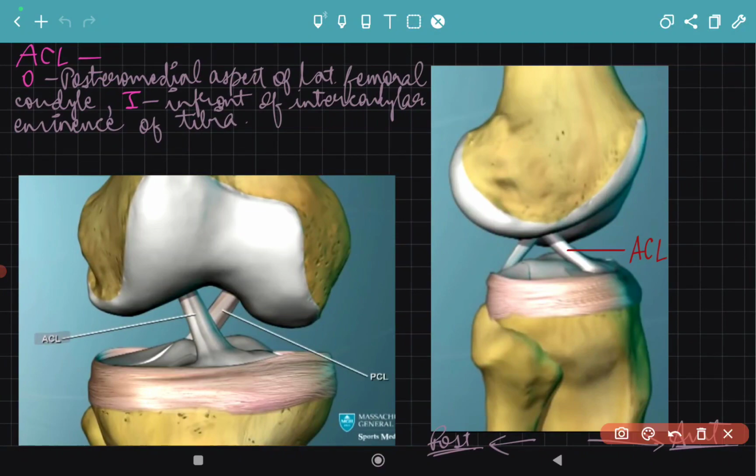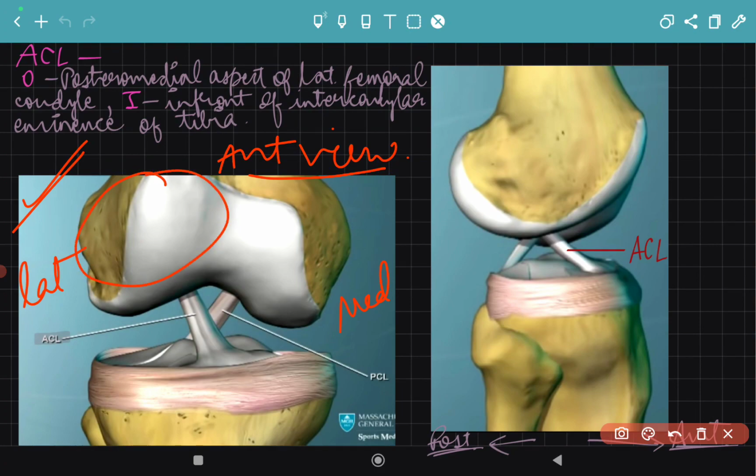So as we discussed, the original insertion of the ACL ligament can be very clearly appreciated over here. Again, this is the lateral side and this is the medial side, and this is the anterior view. This is the lateral condyle, and from the posteromedial aspect of this lateral femoral condyle, there is the origin of this ACL or anterior cruciate ligament. Anterior because it travels anteriorly, can be seen, and then inserting over here in front of the intercondylar eminence of tibia.